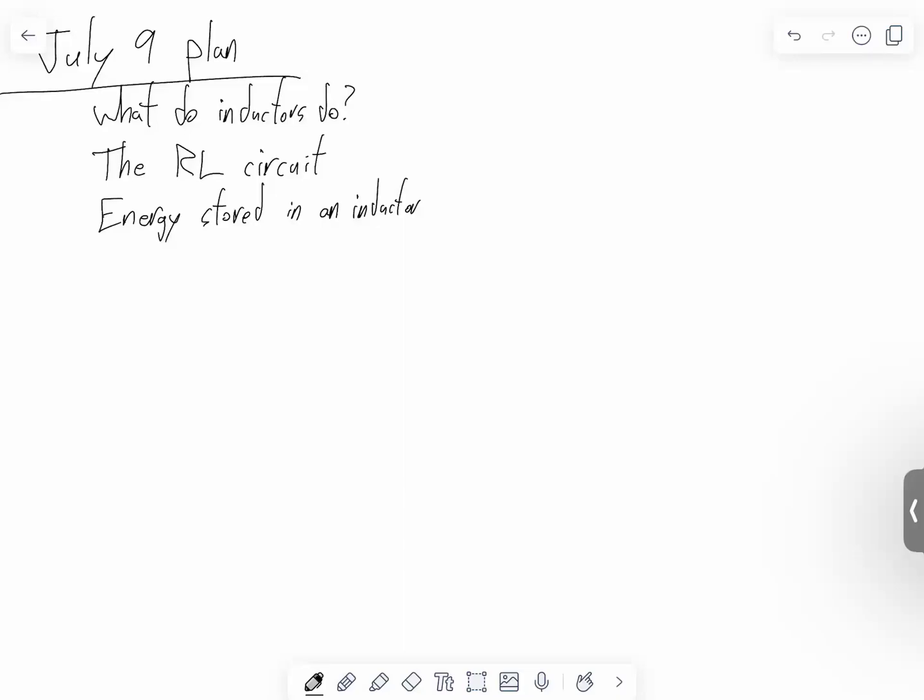So it is 9 July, and what I want to do is pick up where we left off yesterday. Yesterday we presented the fundamental law of inductance, and I gave some previews, some context, some background, some explanation of this is what we're going to do with inductors. This is how they work.